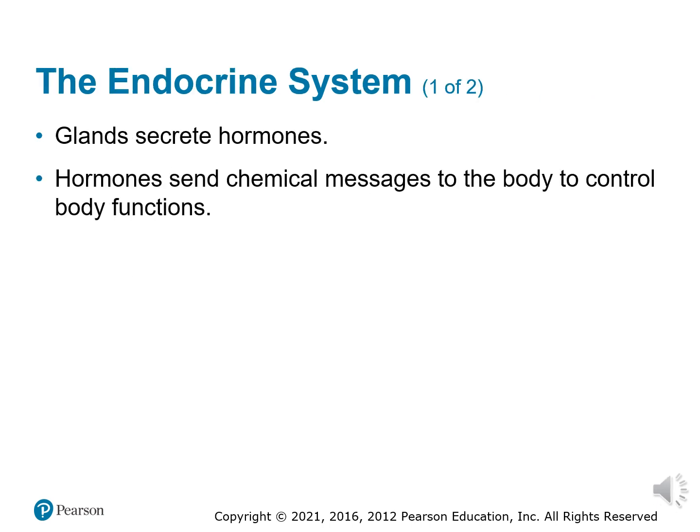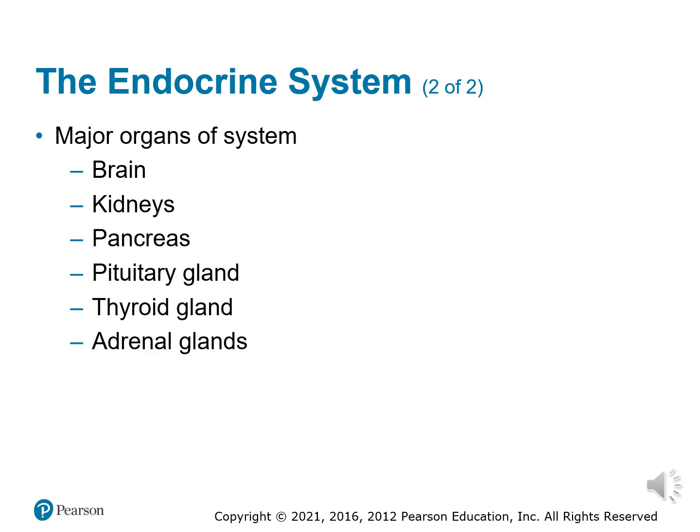Next, we'll talk about the endocrine system. The glands secrete the hormones, and then the hormones send chemical messages to the body to control body functions. Major organs of the system are the brain, the kidneys, the pancreas, the pituitary gland, thyroid gland, and adrenal glands.